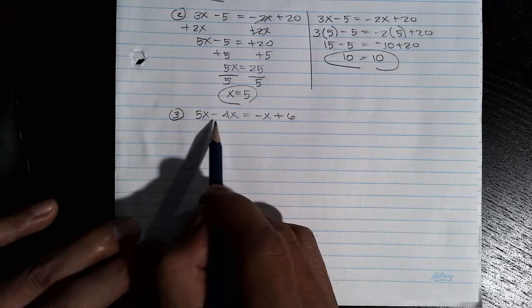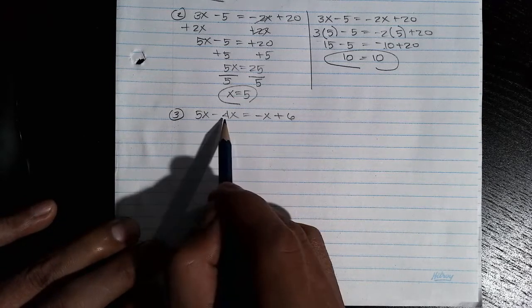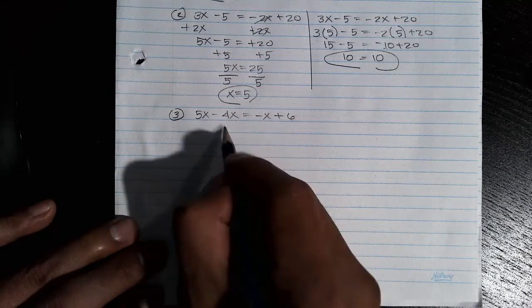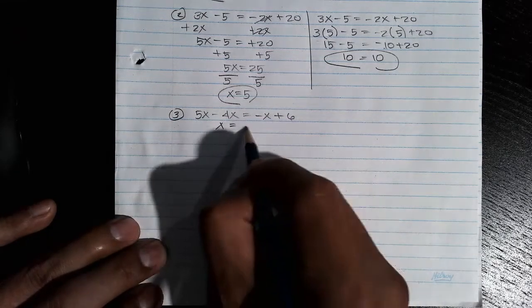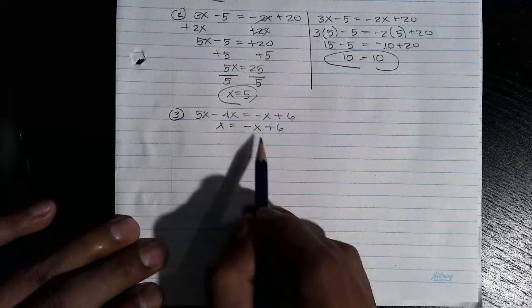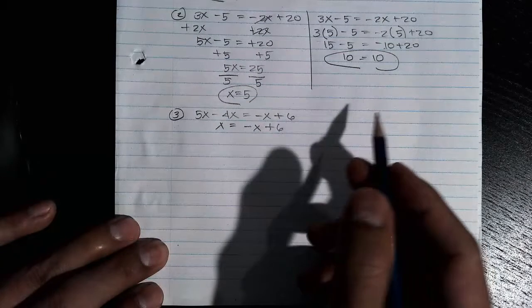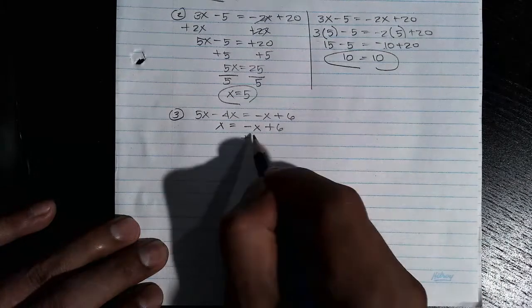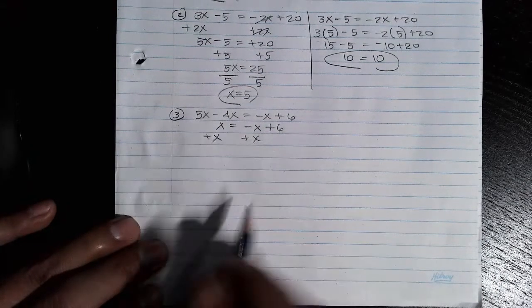Remember polynomials, when you have like terms, you can actually go ahead and do the math with them. So 5 minus 4 here is just x. Okay, and so I still have this negative x here. So how do you get rid of a negative x? You add x to both sides.